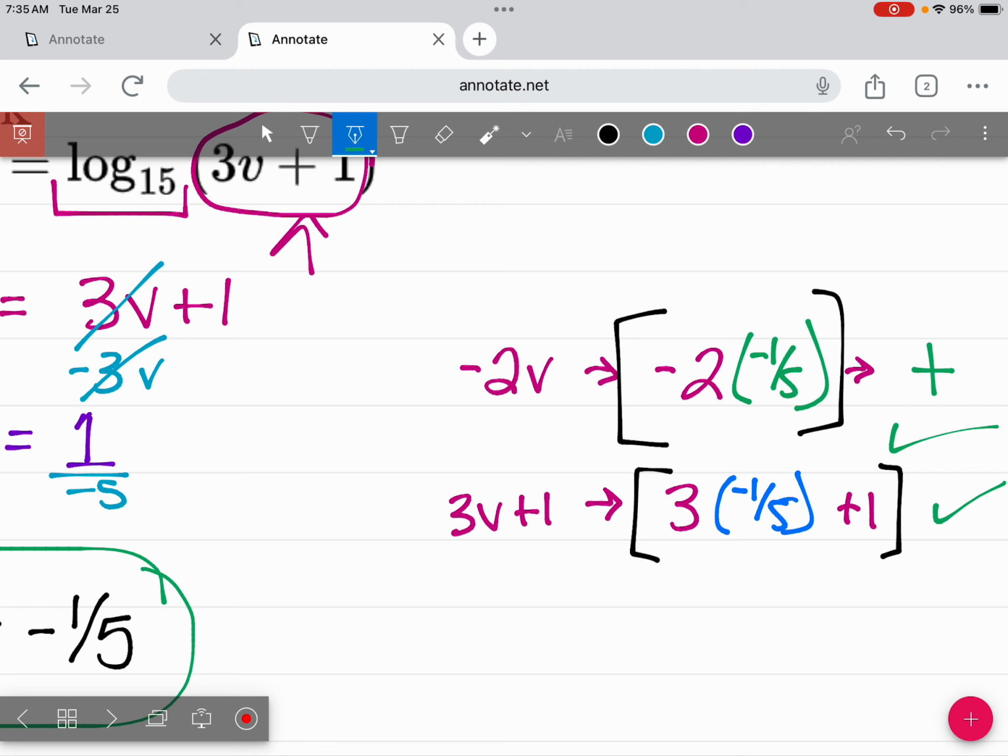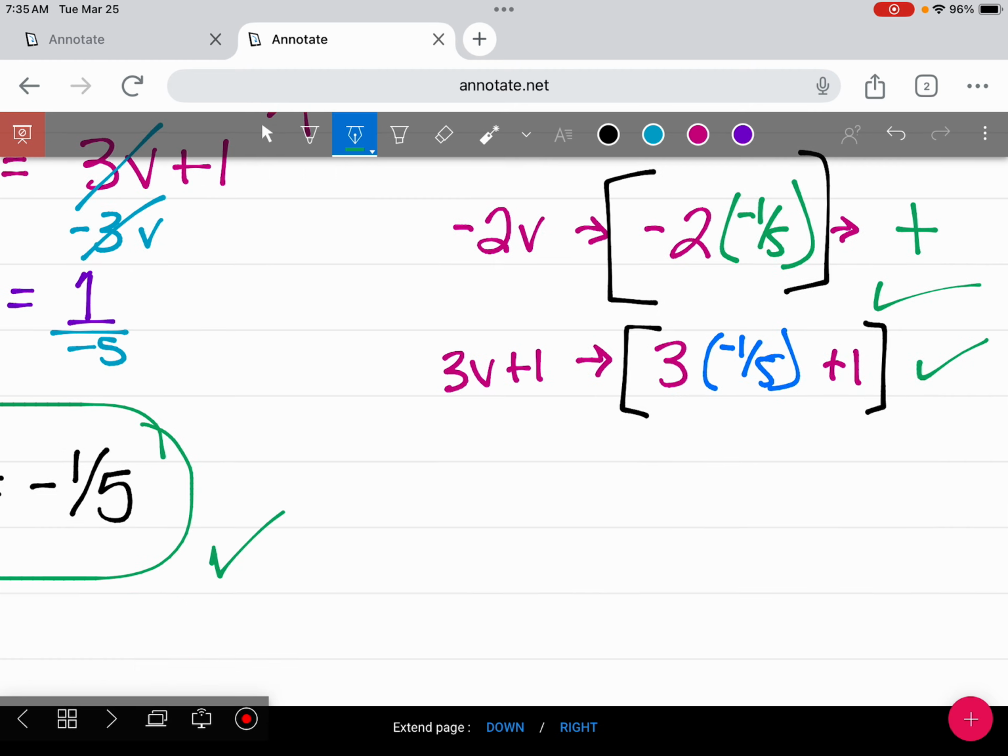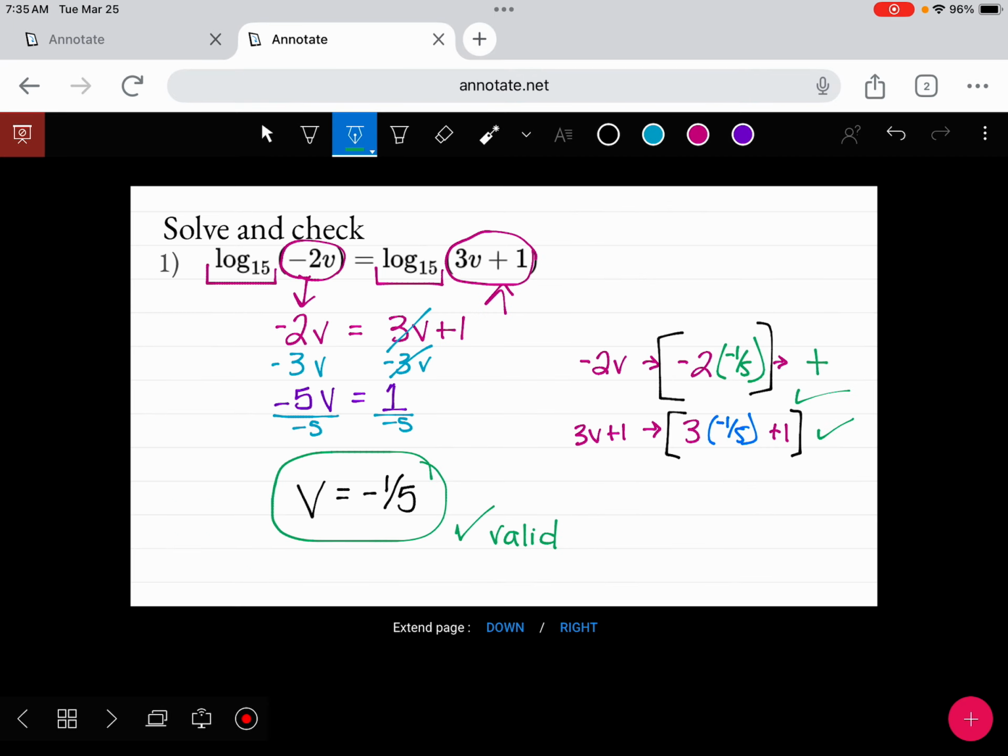Both arguments need to be positive for this to be valid. So this is a valid argument, or a valid solution. So when the log bases are the same, I just set them equal. I'm going to try another one like it. Any questions on this one?